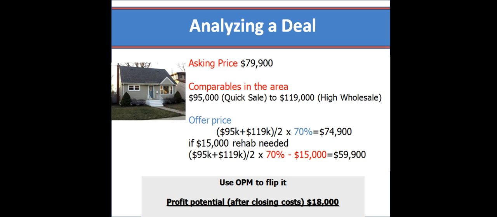I just wanted to give you an idea here of how to analyze a deal and take away the mystery behind it. The concept is pretty simple. You just have to know how to find the comps, how to run the comps, what you're looking for in the comps, and then you know that you should not offer more than 70% of that. That's why I call this the rule of 70.